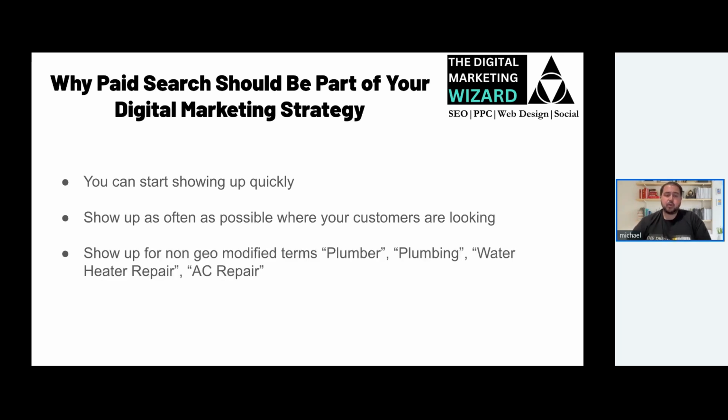And then the third point I want to go into is you want to show up for non-geo modified terms: plumber, plumbing, water heater repair, roofing, and pest control. Any of those things are really just standard words. But some people will be typing in, like, let's say LA plumber or plumber near me or roofer near me. With these Google Ads, we can make sure that we are laser targeting those people who typed in roofer near me or plumber near me or HVAC services, air conditioning near me in our service area specifically.